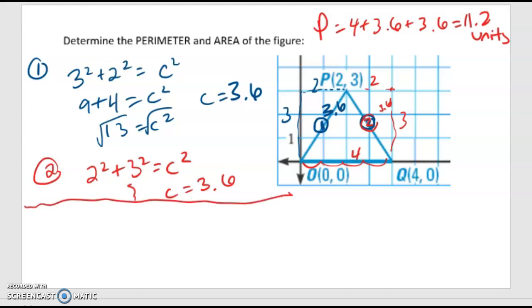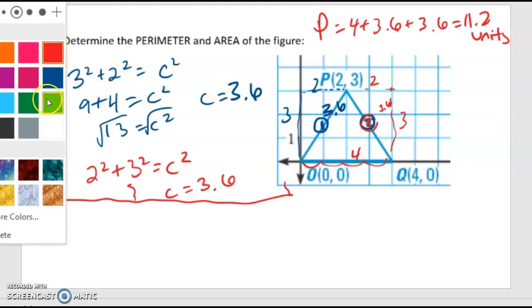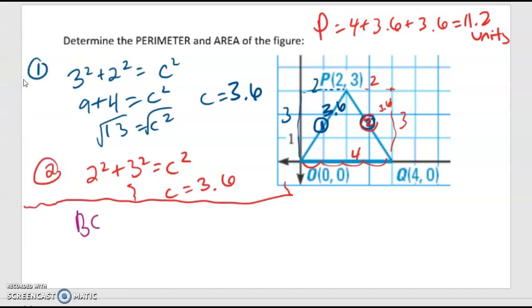Now for area, we have to do something a little bit different because we don't just have the height. Now I know it's easy to count the height for this one. Obviously the height is 3. But I want to show you something called the box method, and especially because I want you to try the next one on your own.